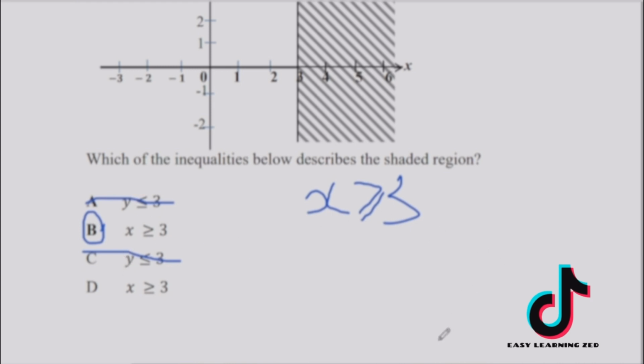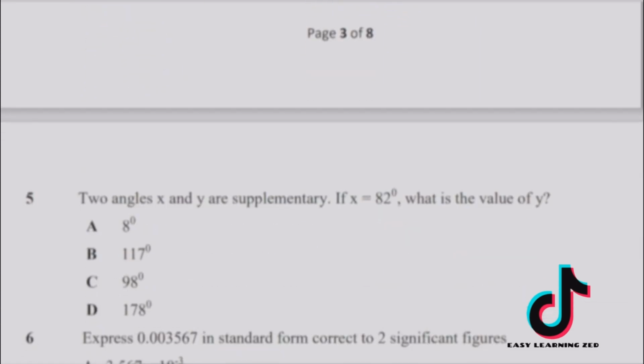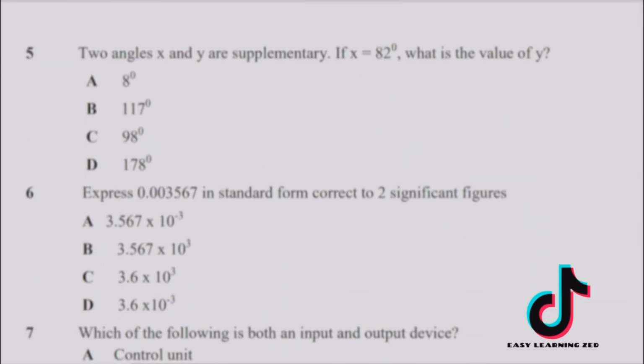Okay, so we go to the next question, which is number 5, if I'm not mistaken. Yes, question number 5. It says 2 angles x and y are supplementary. If x is equal to 82, what is the value of y? First of all, in this question, we need to understand supplementary. Supplementary angles are angles that add up to 180 degrees.